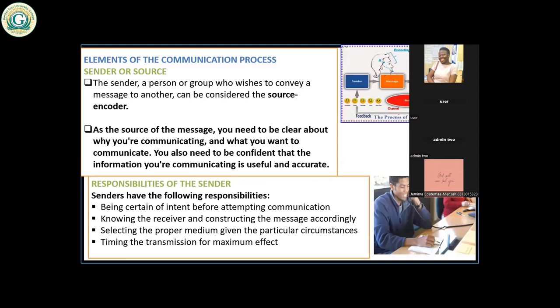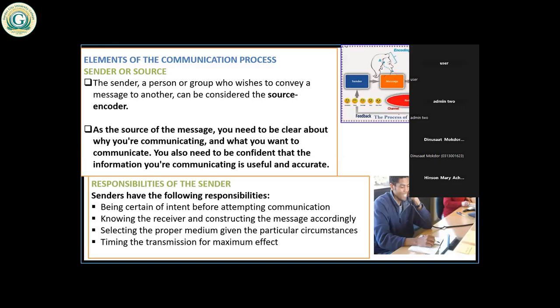So what do we mean by sender? The sender is a person or group of persons who convey a message to another, and can be considered the source or encoder. As you can see from the screen, the pictures show people communicating. As the source of the message, you need to be clear. An ambiguous message leads to misinterpretation. You need to be clear about why you are communicating and what you want to communicate, so that people understand. You also need to be confident that the information you are communicating is useful and accurate.